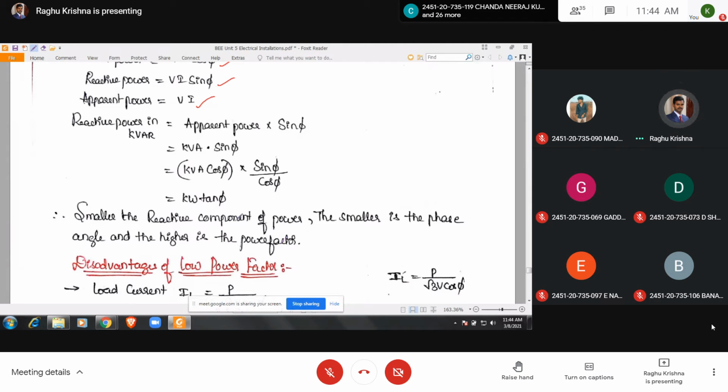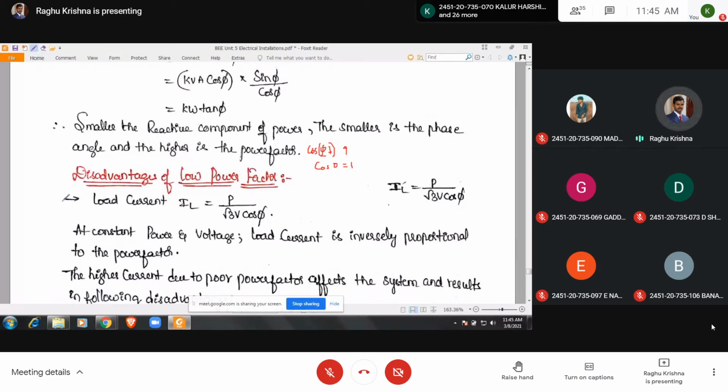Cos phi is the power factor. If this angle reduces, what happens to the cosine of a small angle? It increases, right? Cos 0 is 1. So the smaller the phase angle, that is 0, the higher is the power factor. So the angle must be less.